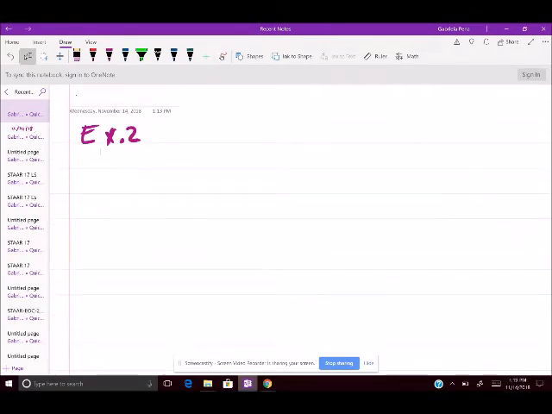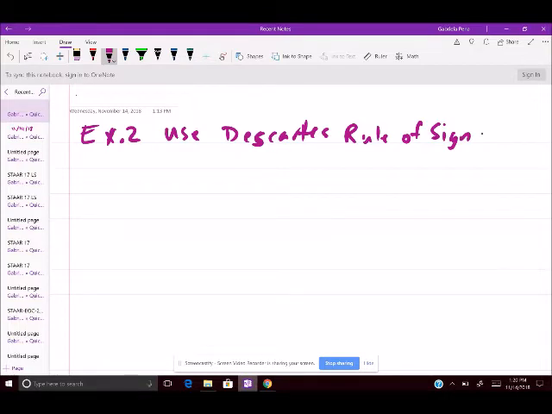Okay. So for example 2, we're going to use Descartes' sign rule, or rule of signs. What does it say? Rule of signs. These 2 problems that we're going to do from this section are also pretty simple. It's not that bad. So let's say you got this problem first because we're going to do 2.